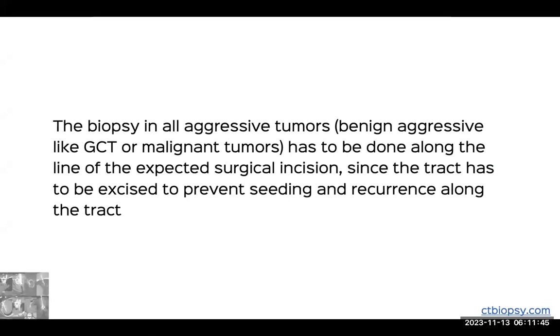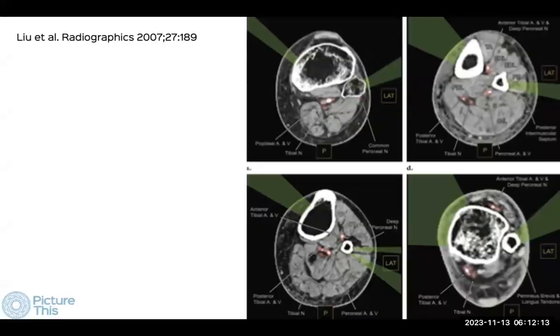The rule with most bone and soft tissue tumors, if the lesion is aggressive, and actually I use the rule for pretty much all tumors because you don't always know the histopath in advance, obviously. So the rule is to biopsy along the line of the expected surgical incision, since the tract has to be excised to prevent seeding and recurrence along the tract.